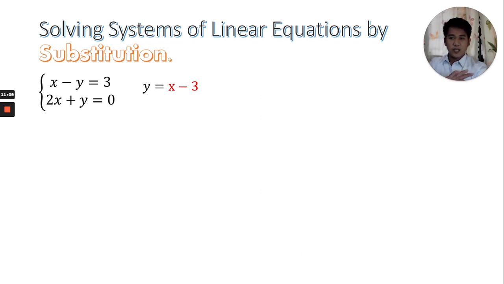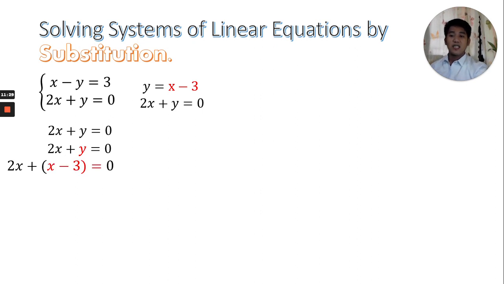So we solve the first equation, y is equal to x minus 3. Meaning the value of y in terms of x is x minus 3. Next, step 2, substitute the value. We will replace y by its value, which is x minus 3. It will become 2x plus x minus 3 equals 0.